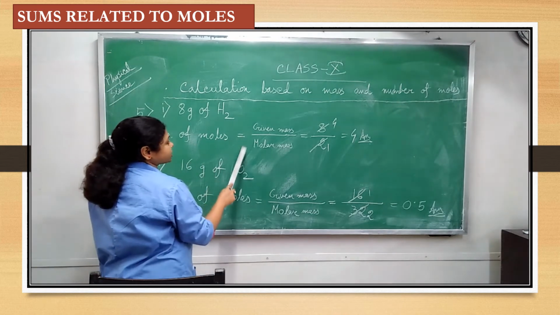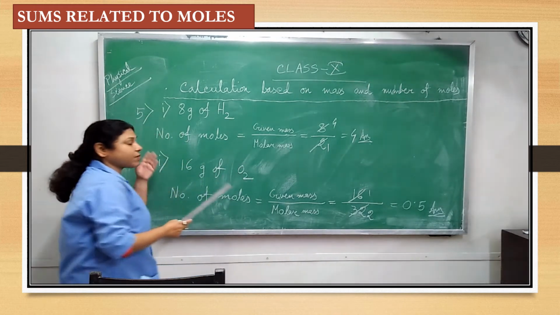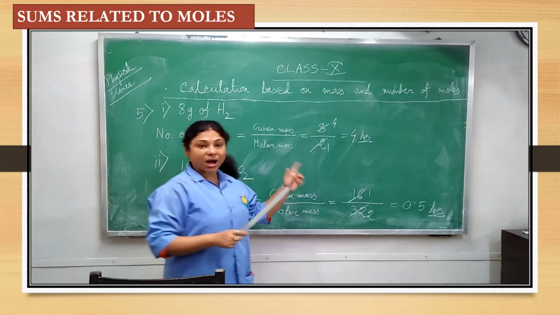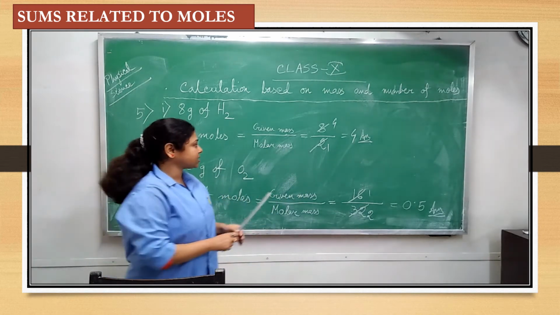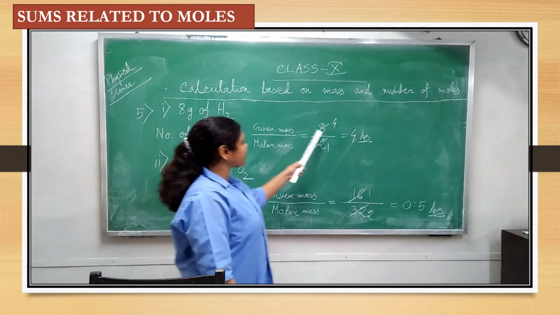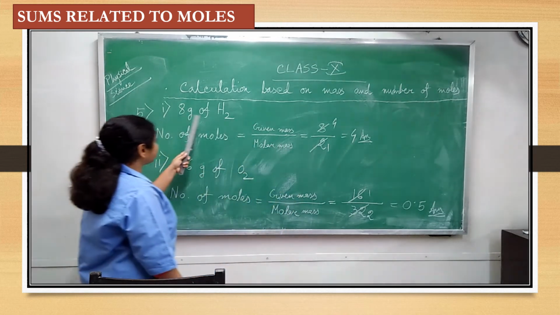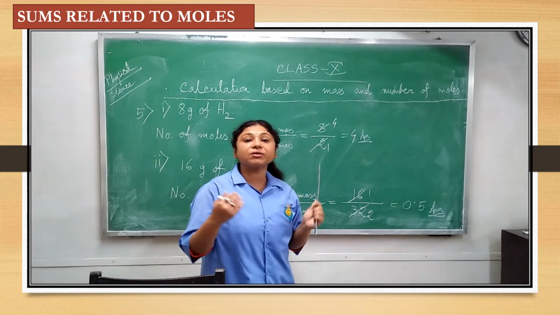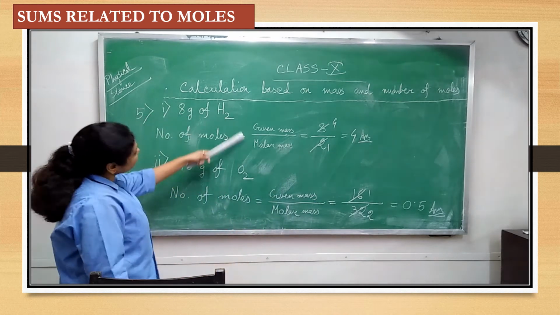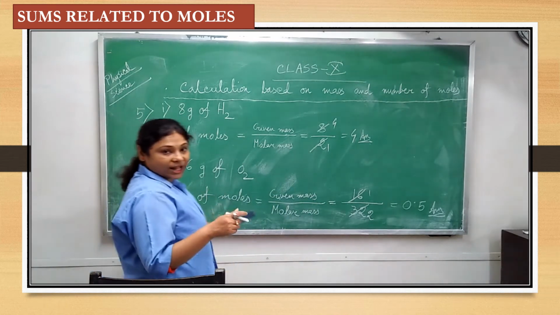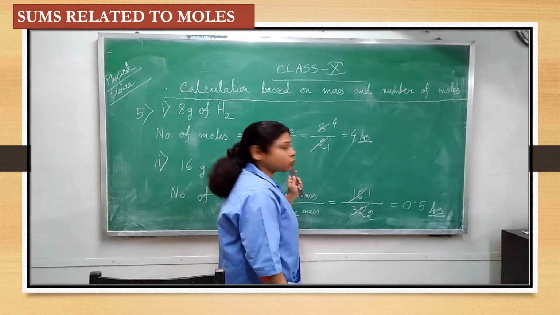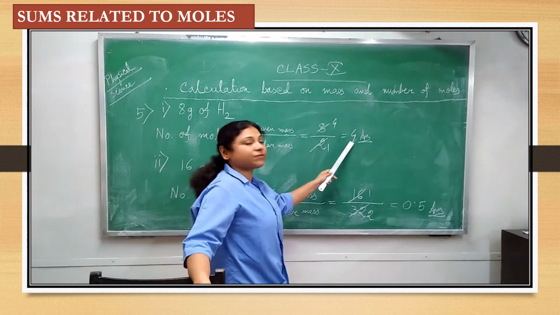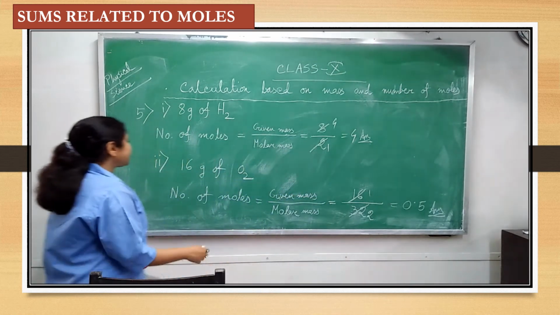Number of moles is equal to given mass. Always remember this when you have to calculate number of moles. Formula is given mass divided by molar mass. Given mass is 8 grams. And molar mass is actually molecular mass or molecular weight, you can say. So molecular weight of hydrogen is equal to 2 into 1, that is 2. So molar mass will be 2. So 8 by 2, 2 fours are 8. Answer will be 4 moles. Now the next one.